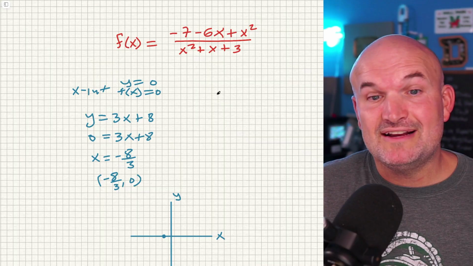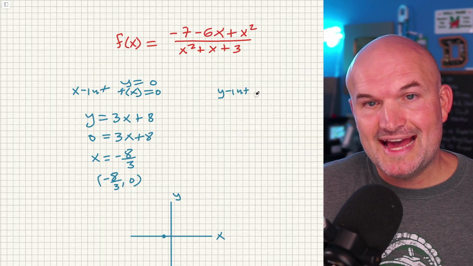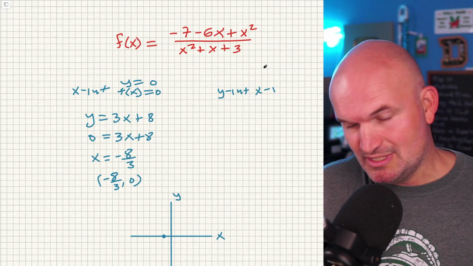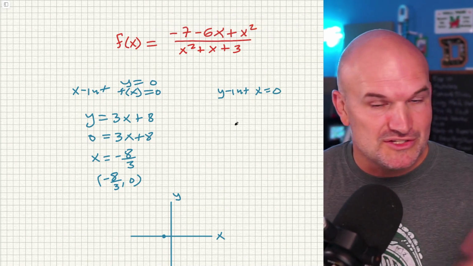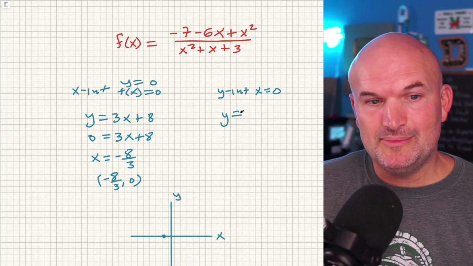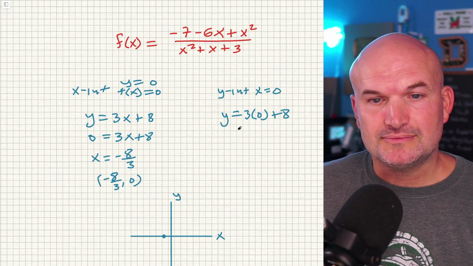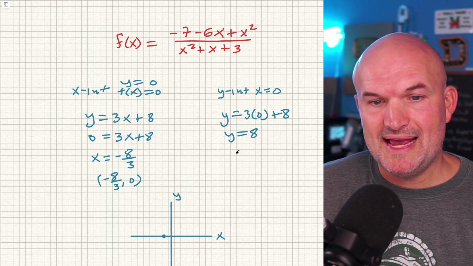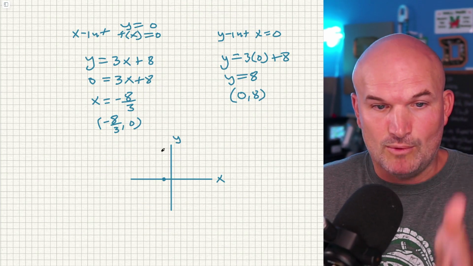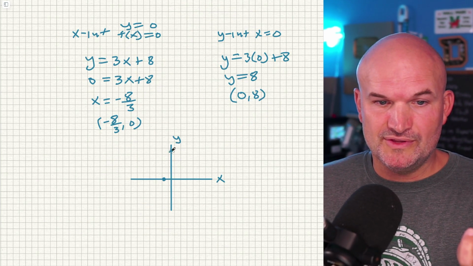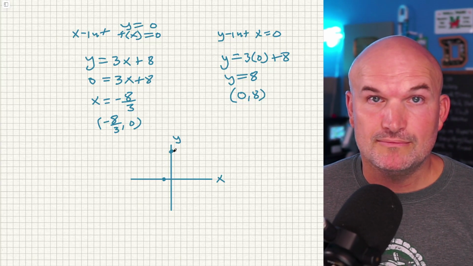Now, if I want to identify the y-intercept, it's the exact opposite. For the y-intercept, that is going to be when x is equal to 0. So let's take a look here. In this example, it's a little bit easier. y is equal to 3 times 0 plus 8, so y is equal to 8, or I can write that as a coordinate point of 0, 8, right? Because again, on the y-axis, the x value is 0. So we'd have something like that if I was going to plot my y-intercept.